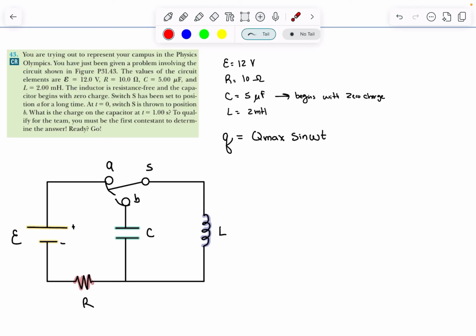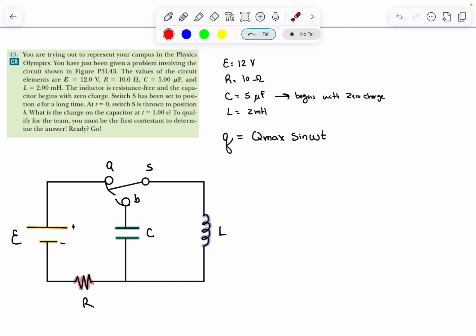So in this problem, you're given the following circuit where E is 12 volts, R is 10 ohms, C is 5 microfarads, and it starts off with having zero charge. L is equal to 2 millihenry. Now you're told that switch S has been at the position A for a very long time.